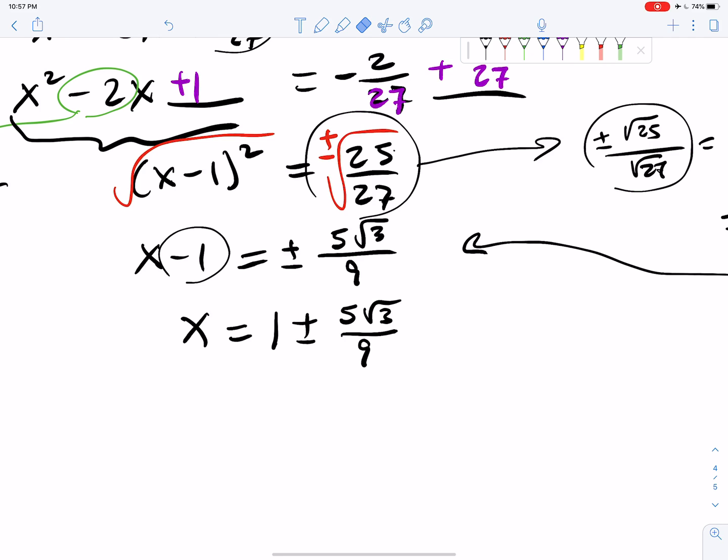and we're done with this homework section. How awesome is that? X equals 1 plus or minus 5 root 3 over 9.